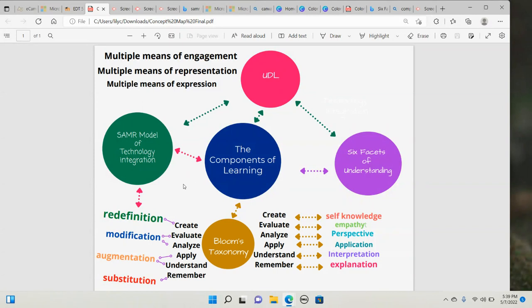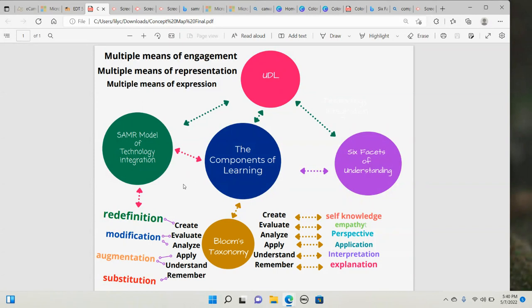If we're looking at substitution, a student has to remember something. If they're able to use technology as a direct tool with no functional change, I feel like that lines up with remember. Augmentation has some functional improvement, which I think, if they're able to do that, shows they understand it. They're going to offer something, and then they're able to apply it if they can offer some functional improvement. Modification is moving up higher, just like Bloom's moves up higher, and so do these steps of the SAMR model.